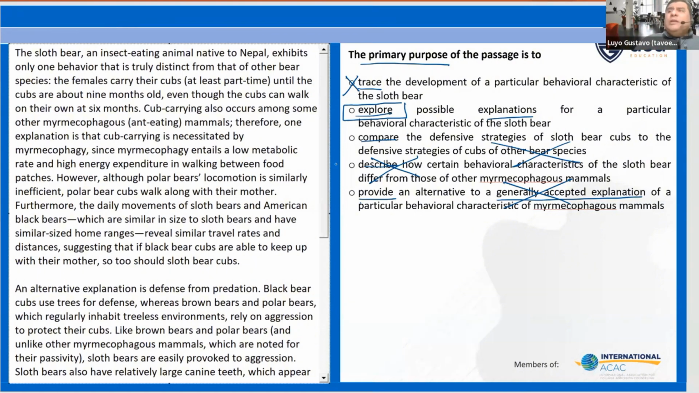Usually when you have a strong intuition that one of the choices fits the primary purpose of the passage, this is probably the correct one. But don't just get carried away by this confidence, okay? Check the other alternatives just in case. Okay, so that's one example.